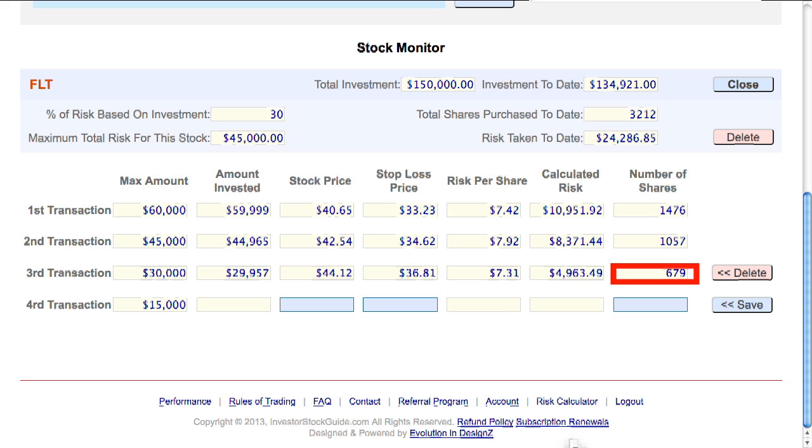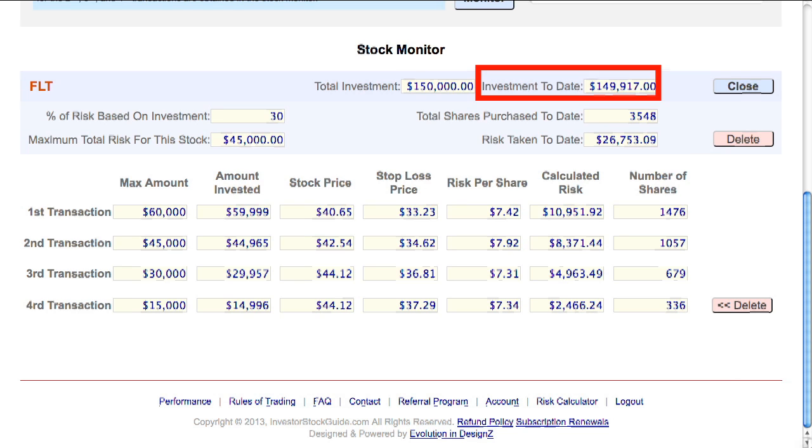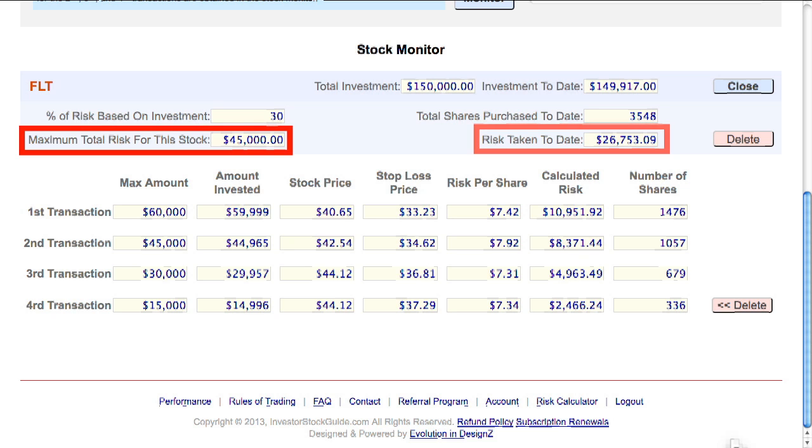The fourth and final buy for FLT occurred on September 16th at a price of $44.63 with a stop loss of $37.29. The calculator determined to buy an additional 336 shares. As you can see here, the total invested was $149,917.34. The total shares purchased in the fourth transaction is 3,548. The total risk taken was $26,753.09, well below the $45,000.